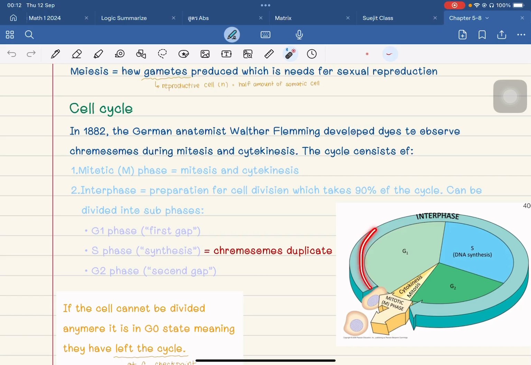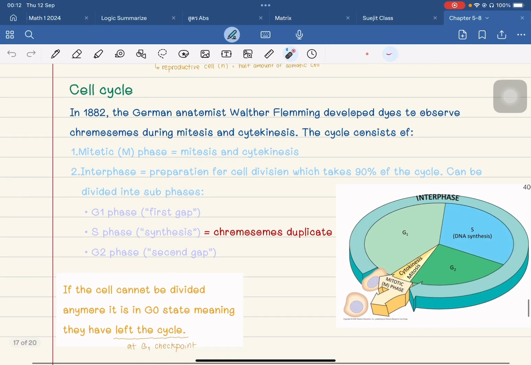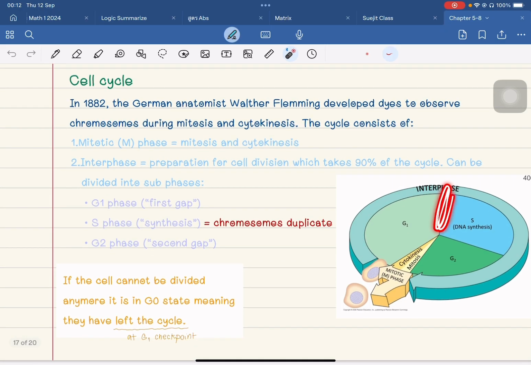As you see, there is a checkpoint around here. If cells don't pass the checkpoint, which in other words means they're in the G0 state, they're going to leave the cycle because they can't do cell division anymore.